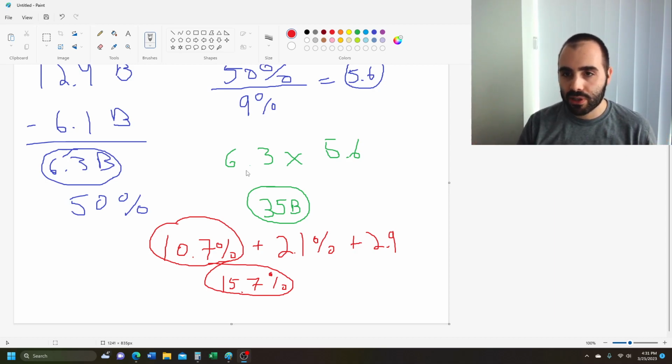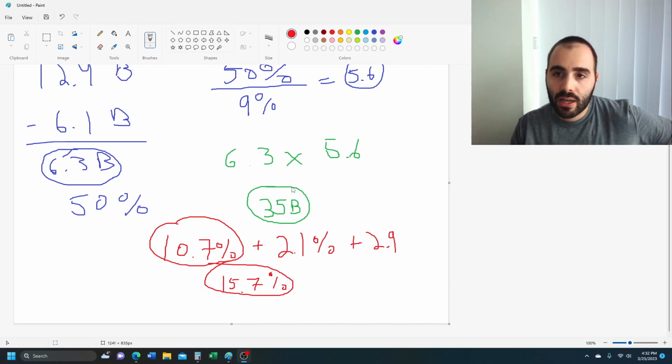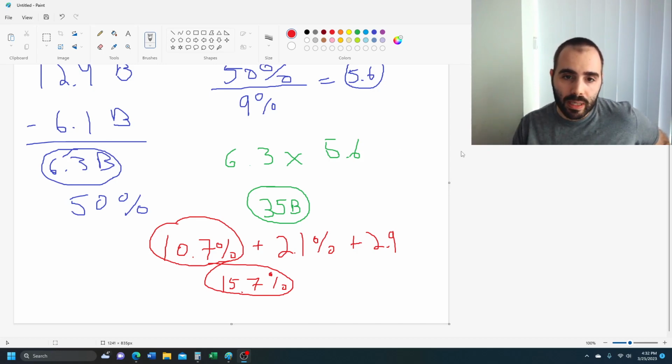To get this 10.7%, what we need to do is take this $35 billion, which we got from multiplying the $6.3 billion that was reinvested in the business by the value creation factor. That gave us $35 billion. $35 billion divided by the enterprise value of $328 billion gives us a 10.7% yield. We add the dividend yield and the share buyback yield, and that gives us a rate of return for Home Depot of 15.7%. So I hope that makes sense. This is the return-based formula for determining if something is a worthwhile investment based on the rate of return.